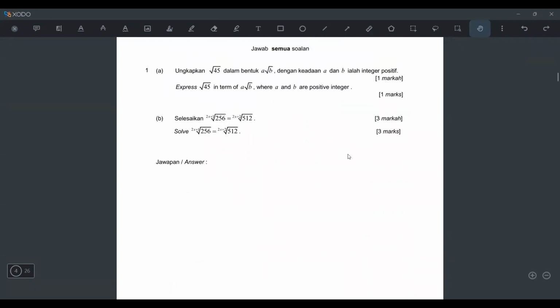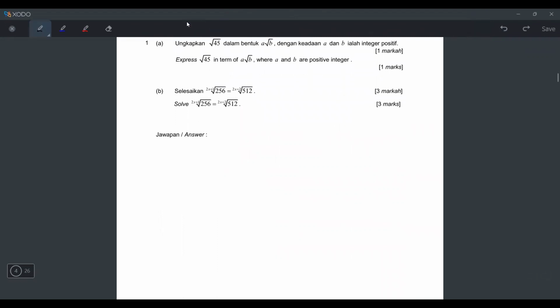Okay, question 1. Number 1A, express square root 45 in terms of a square root b, where a and b are positive integers. So we need to know that if they want you to express in this form, it means they want you to simplify. That's what it means. So how do we simplify square root 45?